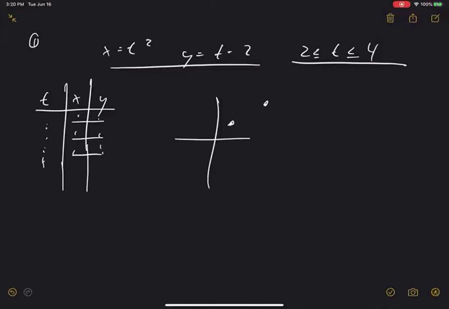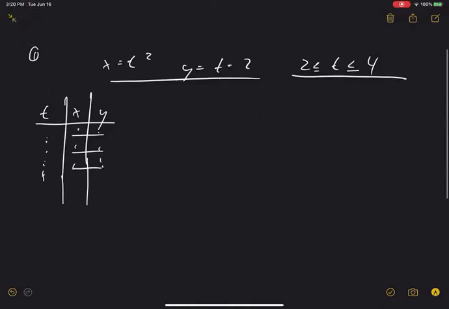It's not very clear what this graph looks like, right? It could be a straight line connecting these points, or it could be like a parabola. But if I plotted several points, I would get the picture that this is some sort of curve like that. So don't be afraid to do several points.